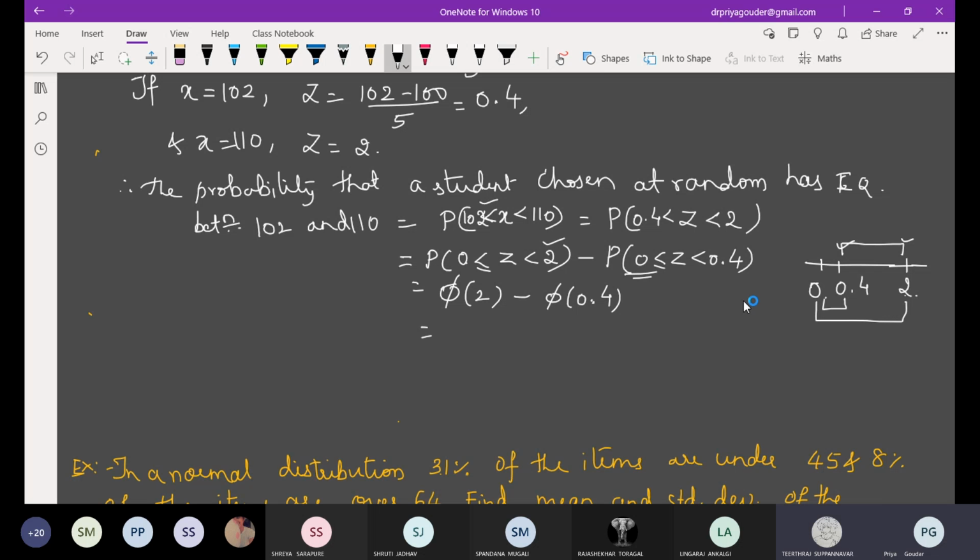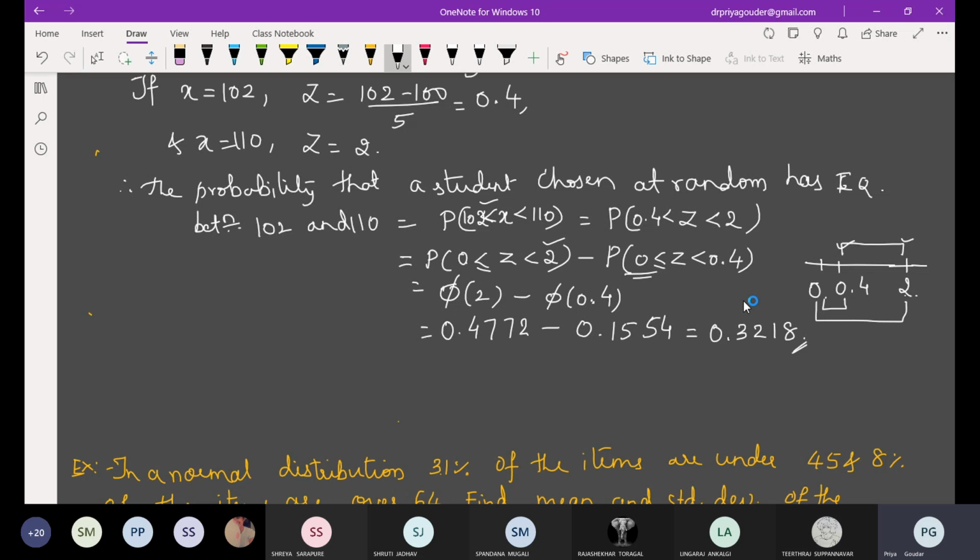Phi of 2, take it in the calculator: 0.4772. Minus phi of 0.4, which is 0.1554. What is the difference? 0.3218.